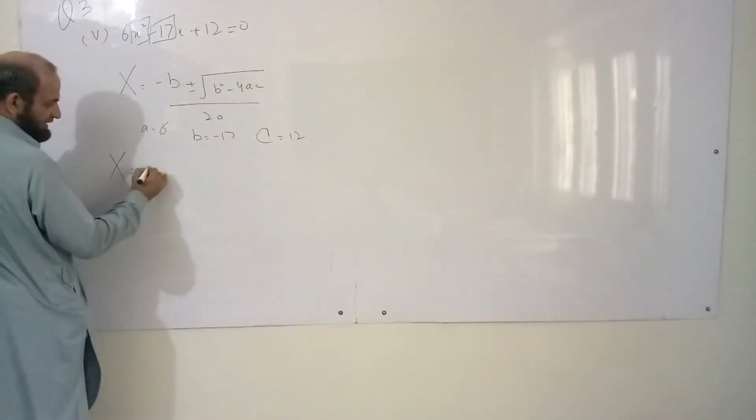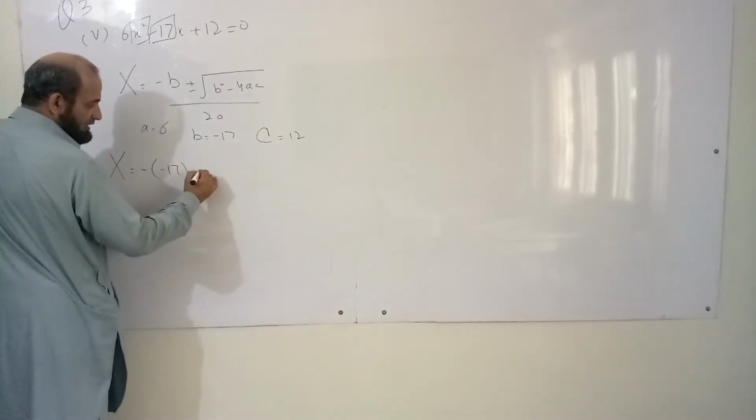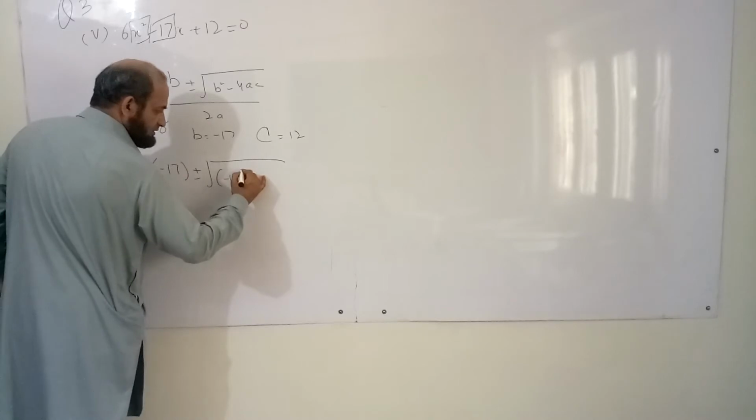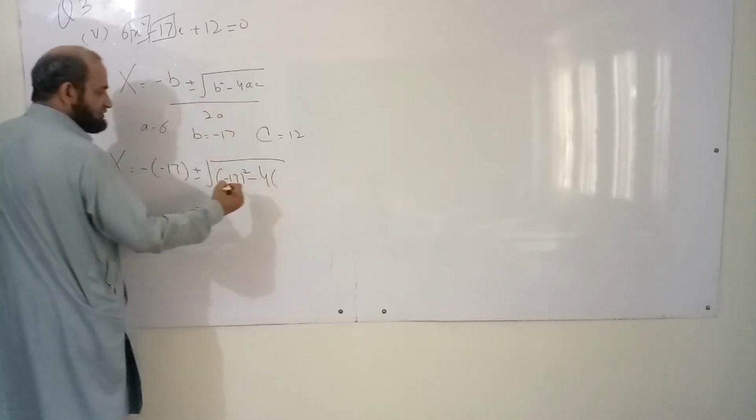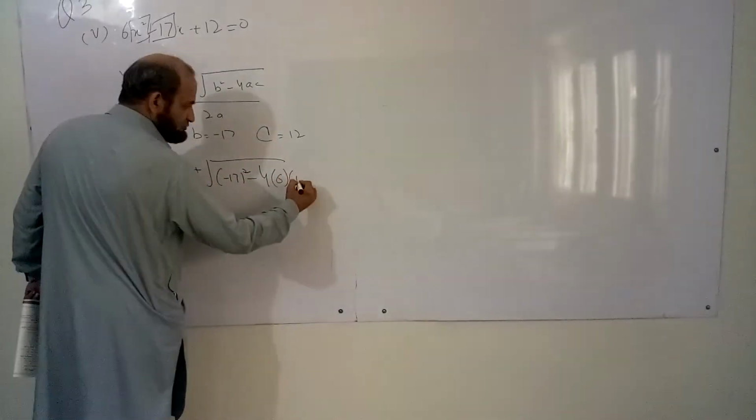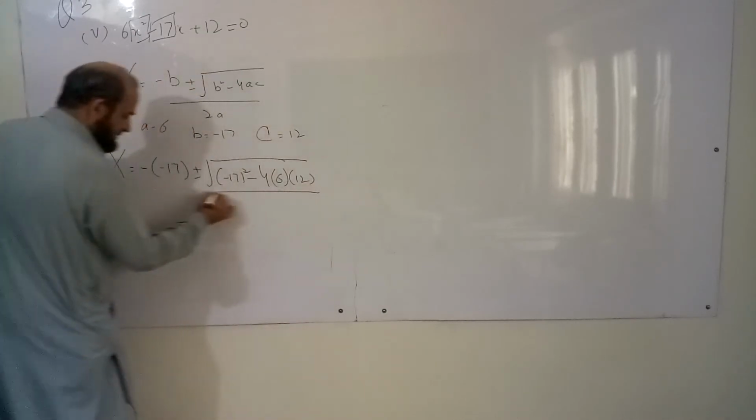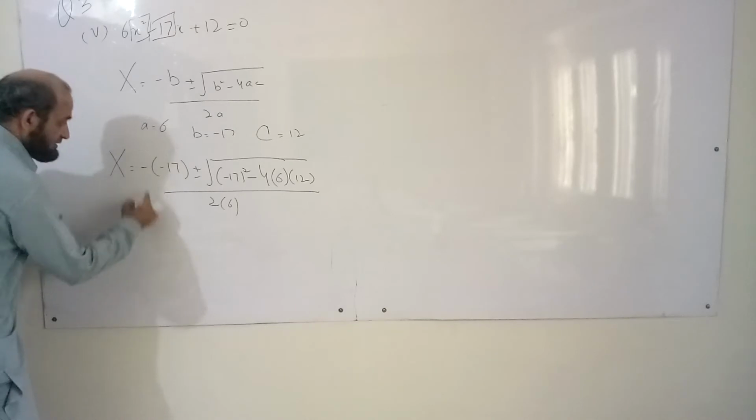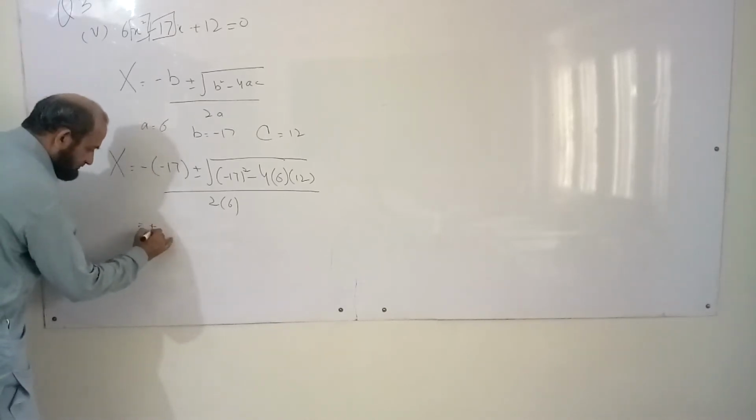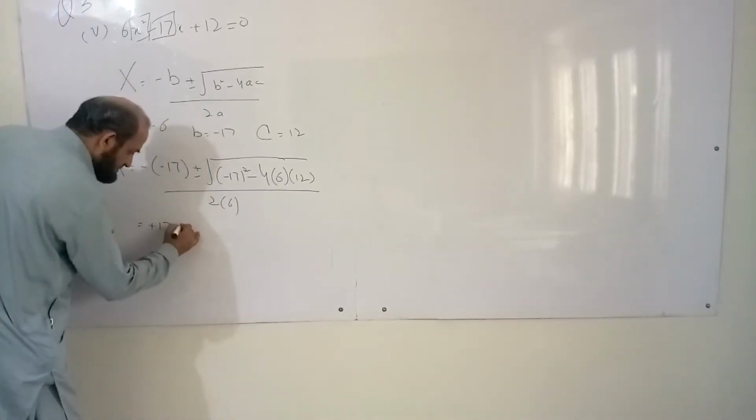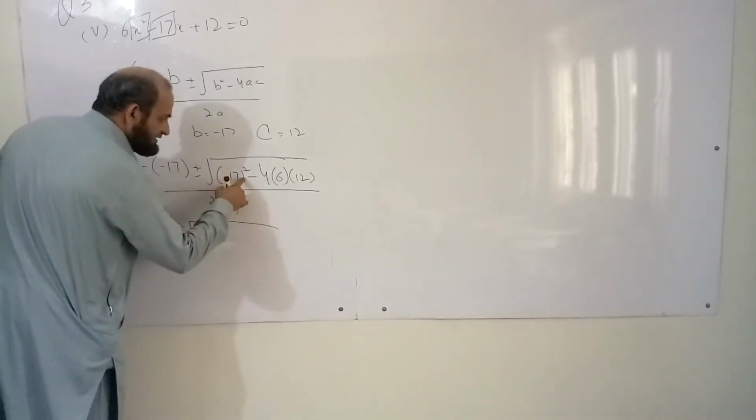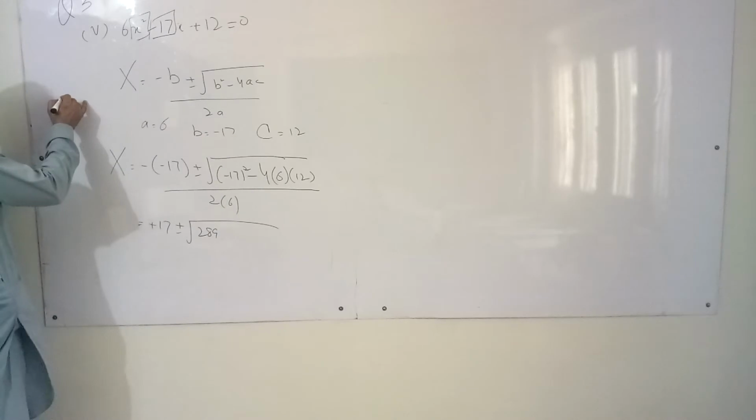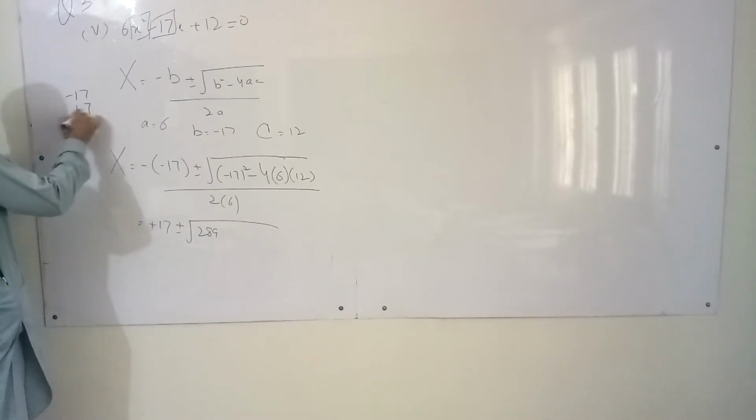x is equal to minus, the value of b is minus 17, plus minus the square root of 17 square minus 4, the value of a is 6, the value of c is 12, divided by 2, a is 6. Now minus into minus gives plus 17 plus minus 17 square means 289, that is minus 17 multiplied by minus 17.